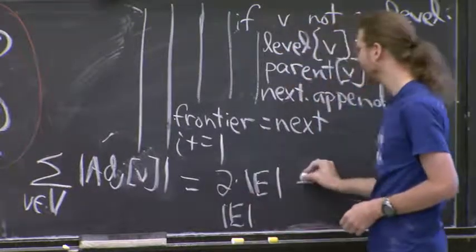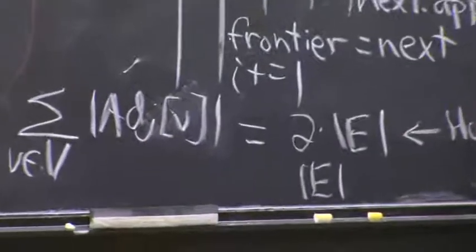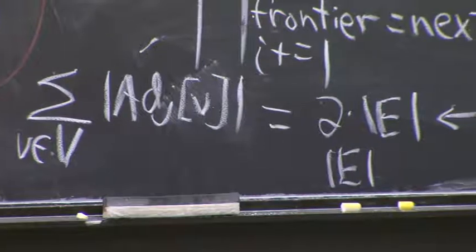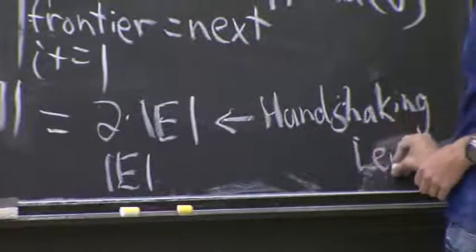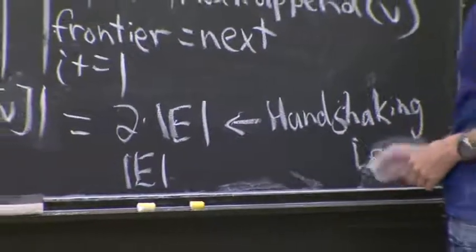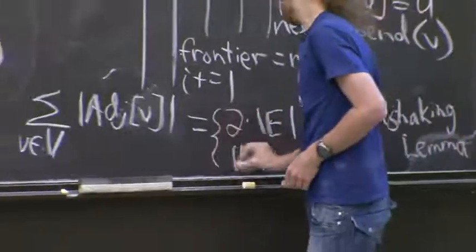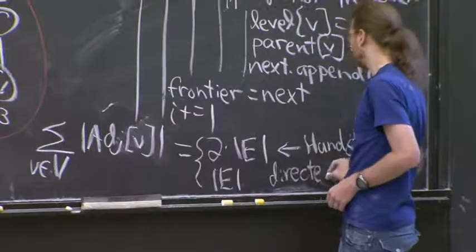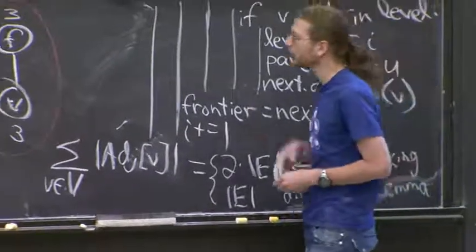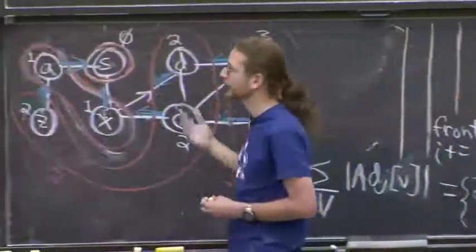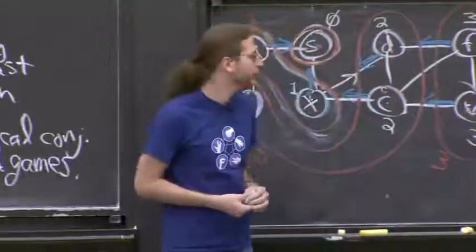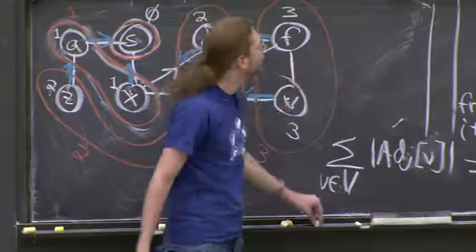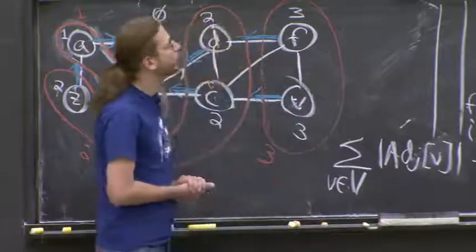This is the handshaking lemma. If you don't remember the handshaking lemma, you should read the textbook. Just 6042 stuff. Because you visit every edge twice. For directed graphs, you visit every edge once. But it's order E. We also spend order V because we touch every vertex. So total running time is order V plus E. In fact, the way this is going, you can be a little tighter and say it's order E.